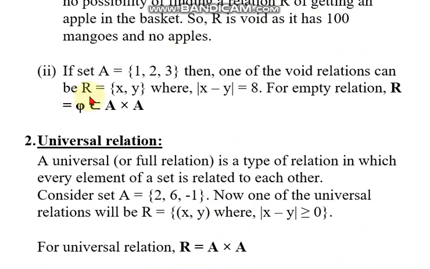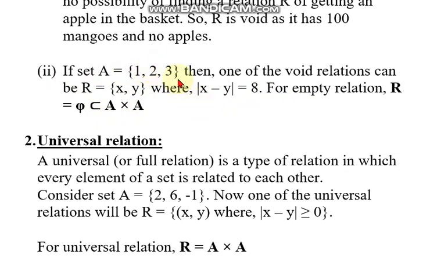Second example, if set A is equal to {1, 2, 3}, then one of the void relations can be, here I am defining R by all the ordered pairs (x, y) such that the modulus of x minus y is equal to 8. Now we know that a relation is a subset of the Cartesian product. So first of all, if we find A cross A, it will contain a total of 9 elements: (1,1), (1,2), (1,3), (2,1), (2,2), (2,3), (3,1), (3,2), (3,3).